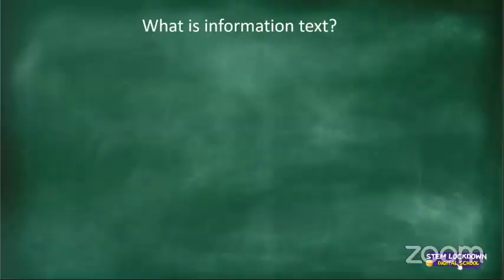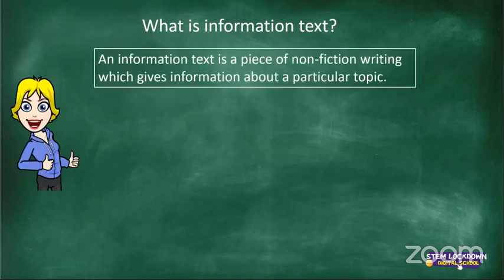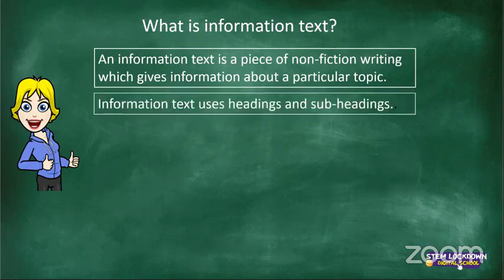Let's go on and talk about information text. JD gave a very good description. It's a piece of nonfiction writing that gives us information about a particular topic. Now you can always pick out information text because it uses headings and subheadings. You probably read it every day when you're at school because most of your subjects are information subjects: history, geography, science, they're all information text.